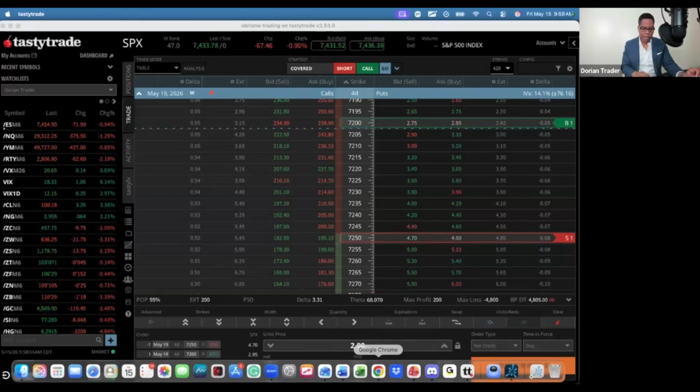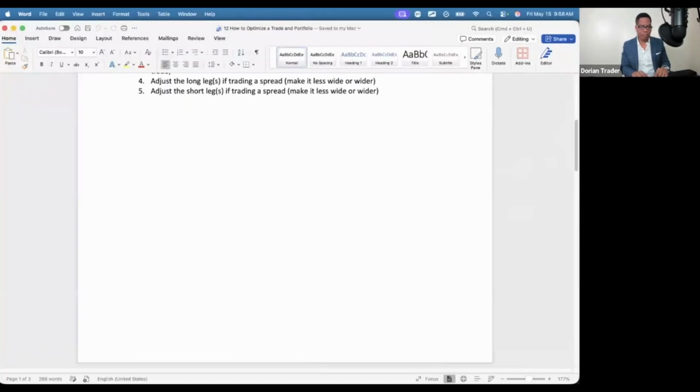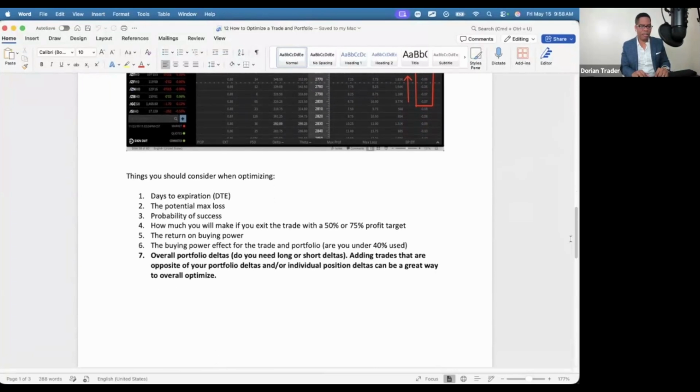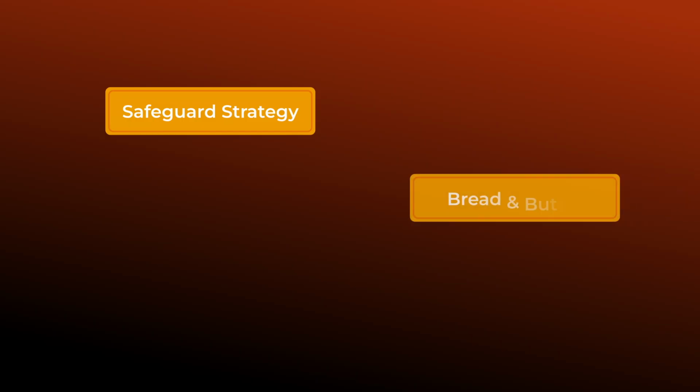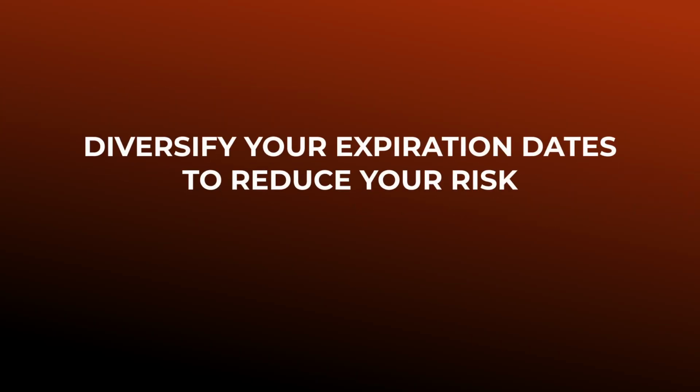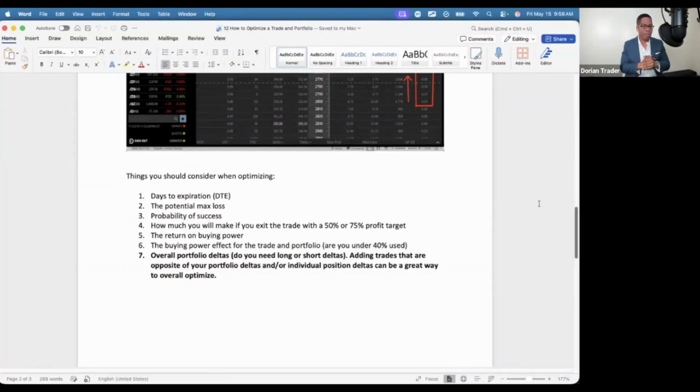So if we jump back over here, I just talked about number 5. If we go to optimizing the portfolio, things you should consider when optimizing include days to expiration, right? If you're doing the Safeguard type of strategy, which is our signature strategy here, or our bread and butter strategy, diversifying based on days to expiration can be a powerful way to help you reduce risks, spread out the risks, and put on better trades. So days to expiration you want to consider.